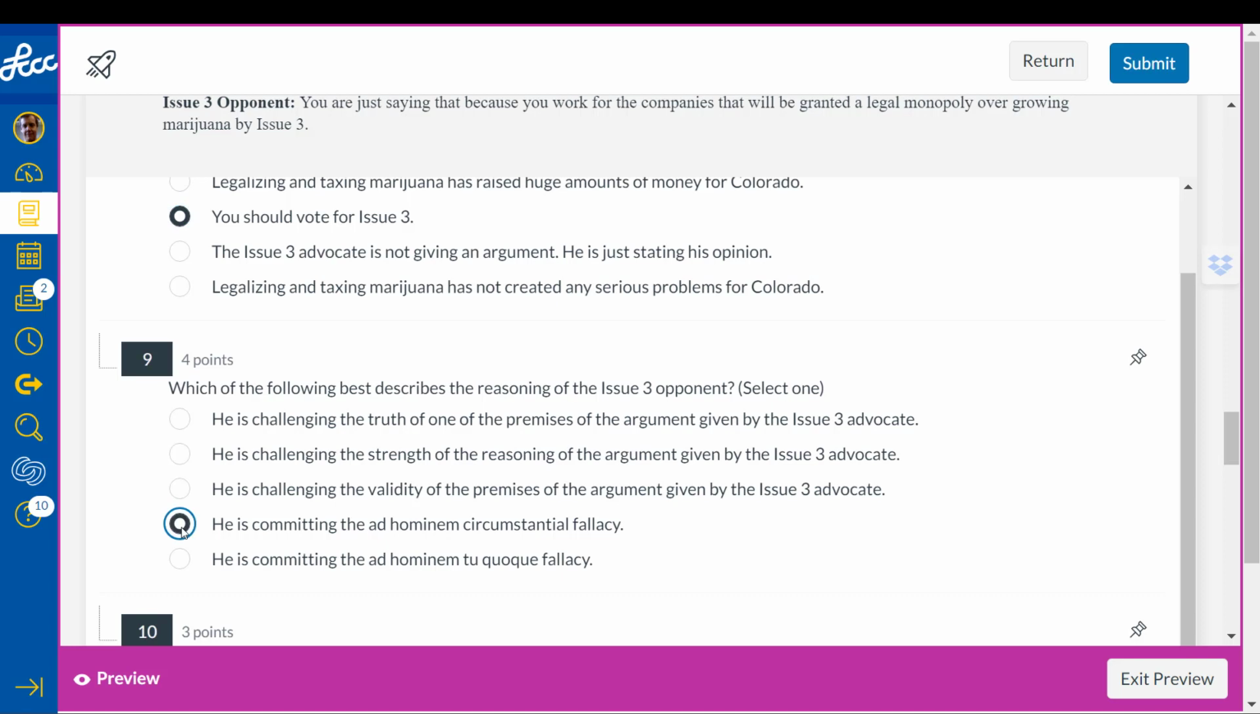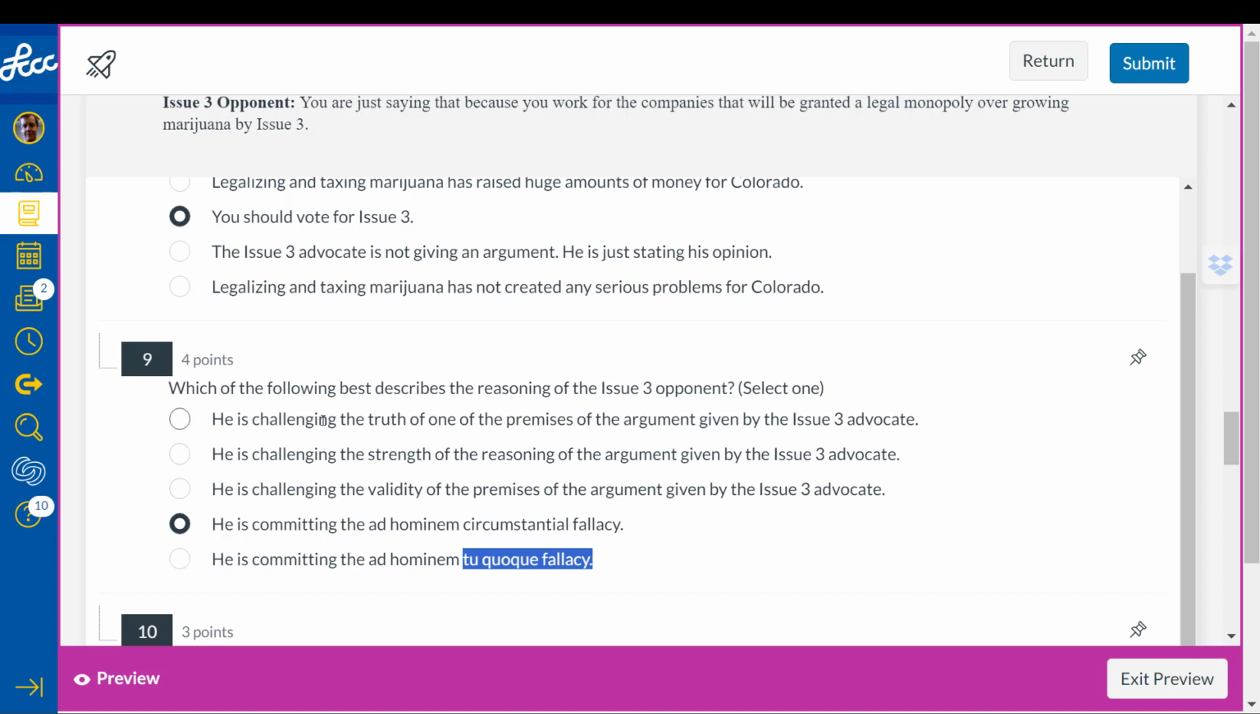Well, I should role model reading all of the possibilities here. So it's not an ad hominem tu quoque. That is where you accuse the other person of having the same flaws that they're criticizing. So the classic ad hominem tu quoque these days is, I'm not racist, you're racist.